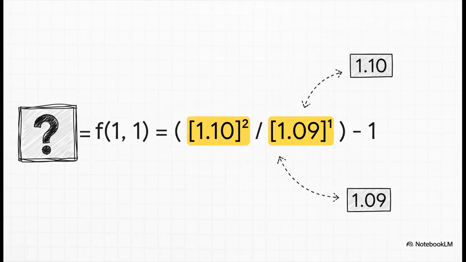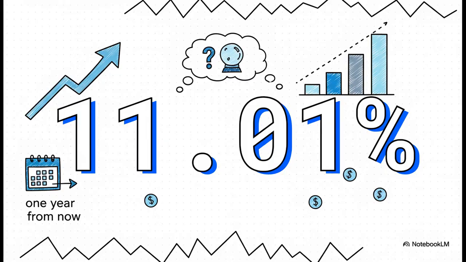So all we have to do is plug in the numbers we know. We've got our 10% and our 9%. Then it's just a little bit of algebra to rearrange the formula and solve for the one piece we're missing, that f(1,1), which is our 1-year rate 1 year from now. And there it is, 11.01%. So based on today's rates, the market is basically saying it expects a 1-year loan starting a year from now will cost just over 11%. Now this isn't a crystal ball, but it is the forecast that is baked right into today's prices.